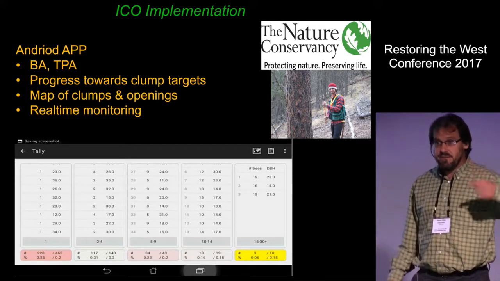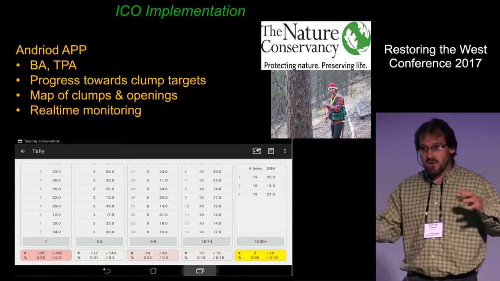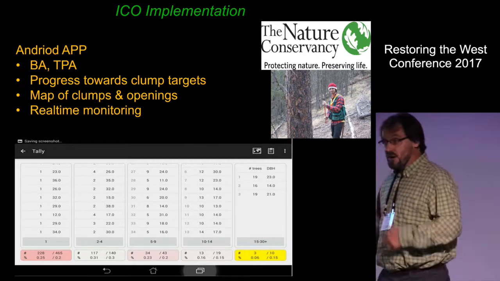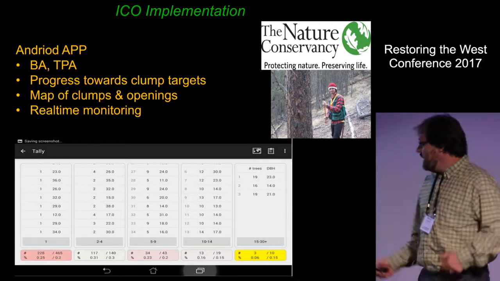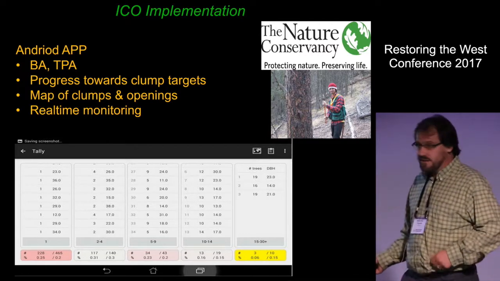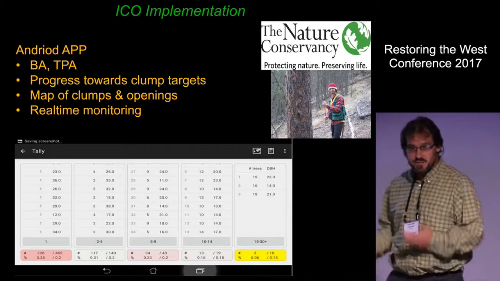And so you get this immediate feedback of, are we getting the pattern right? Are we getting this ratio right? It also tells you, are we getting the overall density right? Are we leaving too many trees or not enough? And so we found that when you have too many individuals, this box starts going red.